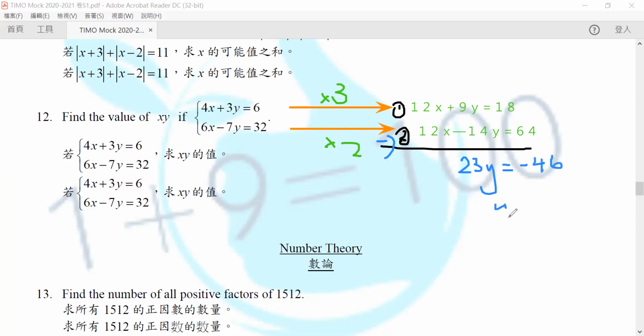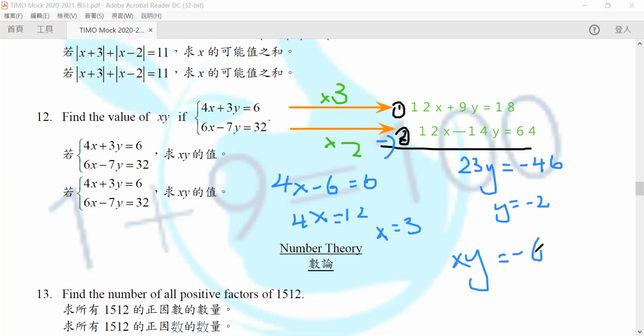And by this we get y is equal to negative 2, and then we substitute it into this. We know that 4x minus 6 is equal to 6. Hence, 4x is equal to 12, and then x is equal to 3. So since x is 3, y is negative 2, their product xy must be equal to negative 6. Is that okay? Now, if everything is okay, I will go back to question 11, and we'll talk about it now.